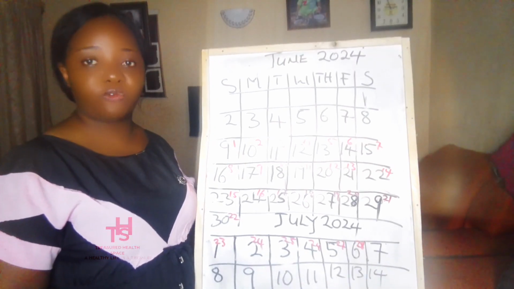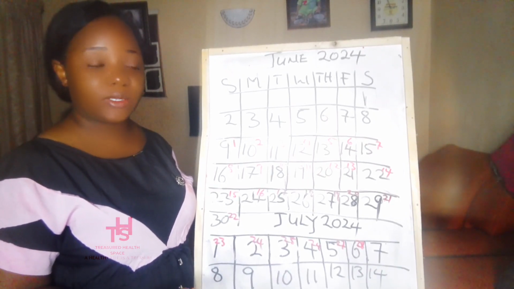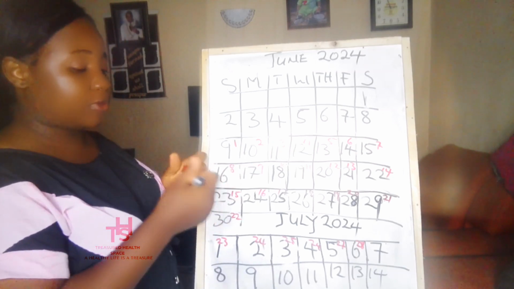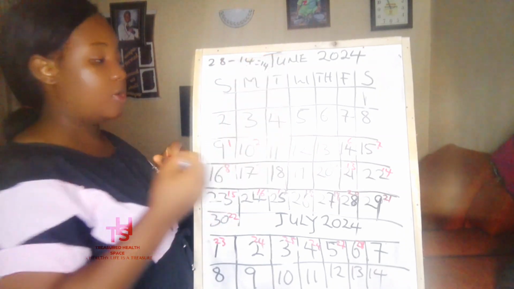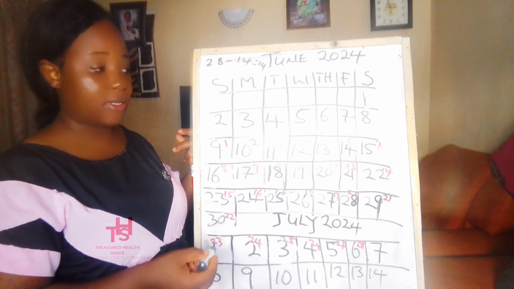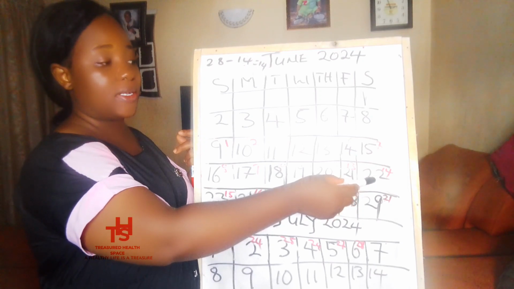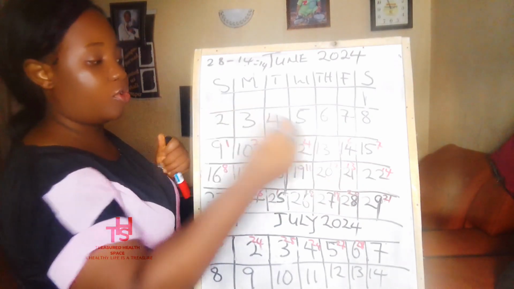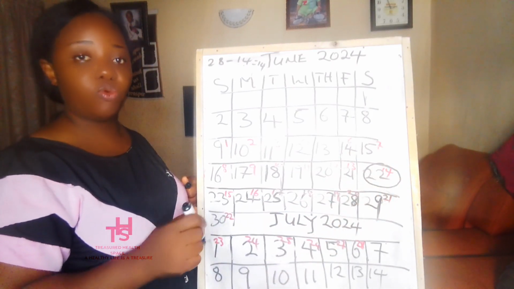To calculate the ovulation, you're going to subtract 14 from the menstrual cycle length. In this case, we are using 28 as the menstrual cycle length. So 28 minus 14 gives you 14. So she's going to ovulate on day 14 of her menstrual cycle, and day 14 of this menstrual cycle is the 22nd of June. You're going to circle that day 14. That is the most likely day she will ovulate.